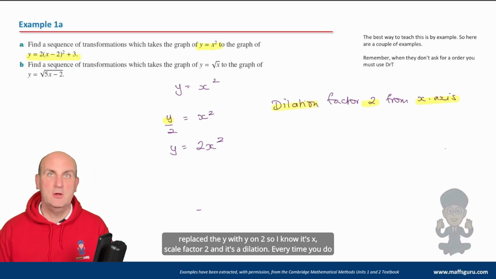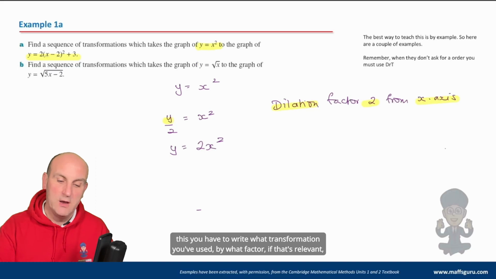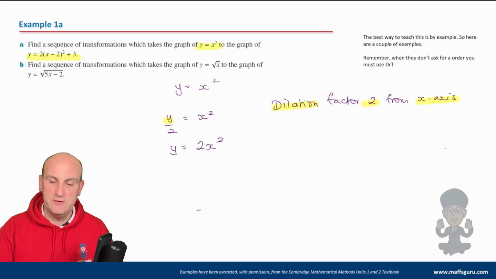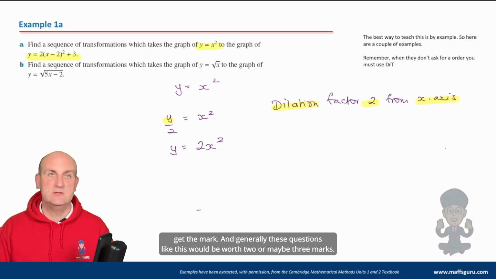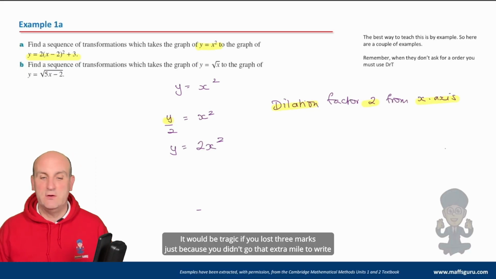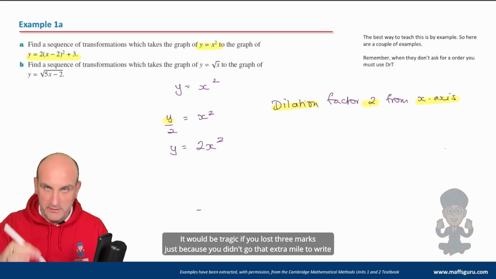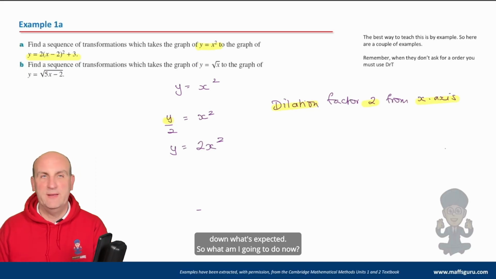Every time you do this, you have to write what transformation you've used, by what factor, if that's relevant, and from where. Because if you don't put all those 3 pieces of information, you're not going to get a mark. And generally these questions would be worth 2 or maybe 3 marks. It would be tragic if you lost 3 marks just because you didn't go that extra mile to write down what's expected.